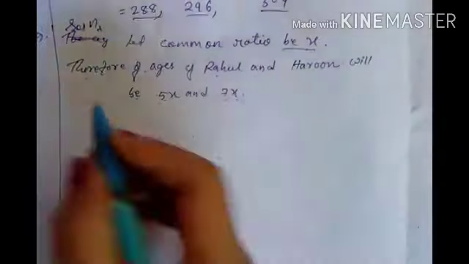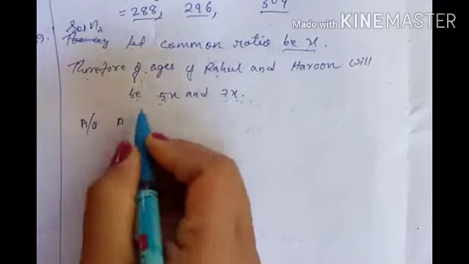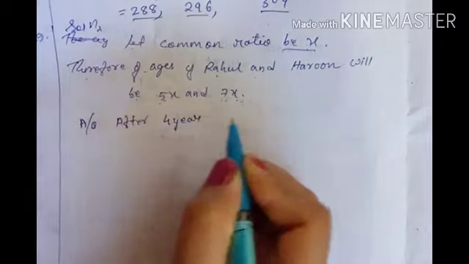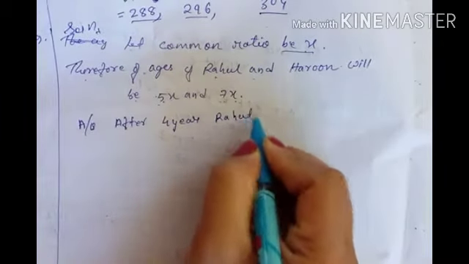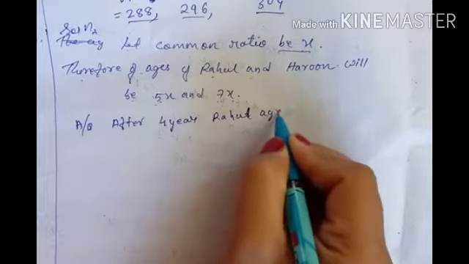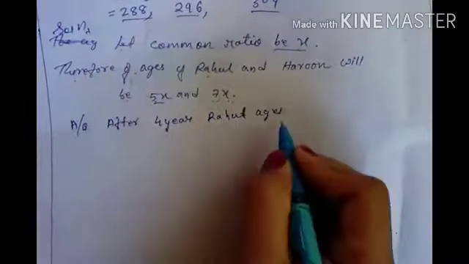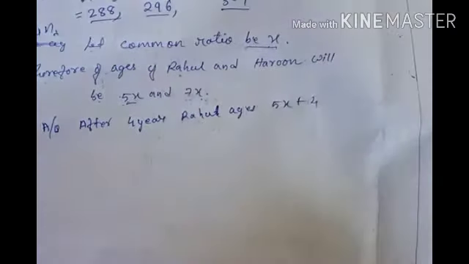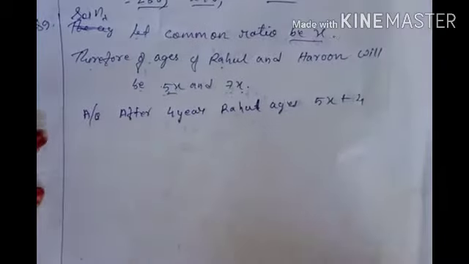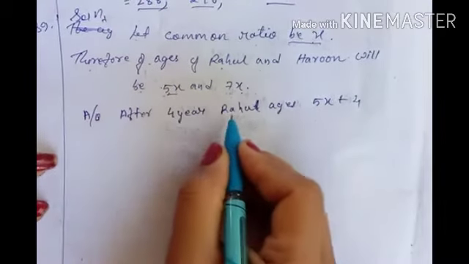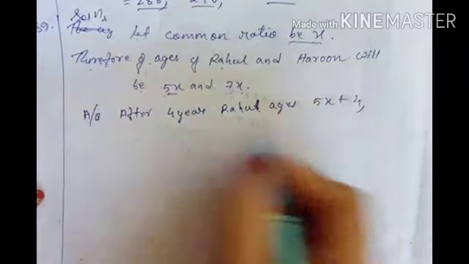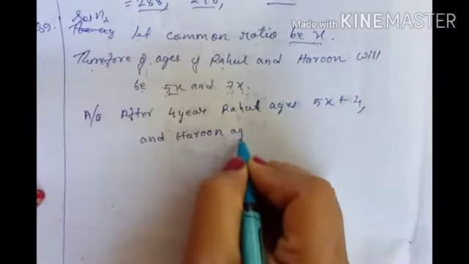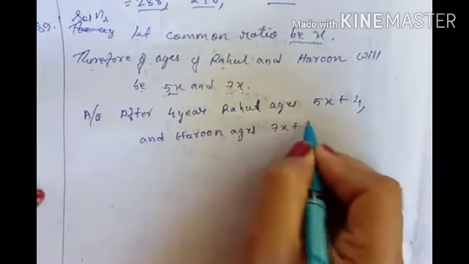So after 4 years, according to the question, Rahul's age will become how much? Rahul's present age is 5x. So after 4 years, it will become 5x plus 4. Then after 4 years, Rahul's age is 5x plus 4 and Harun's age is 7x plus 4.